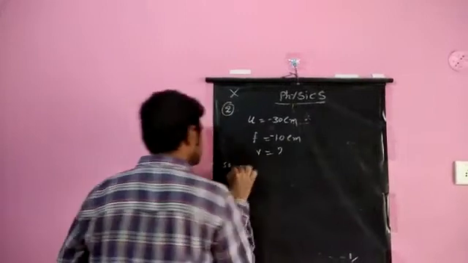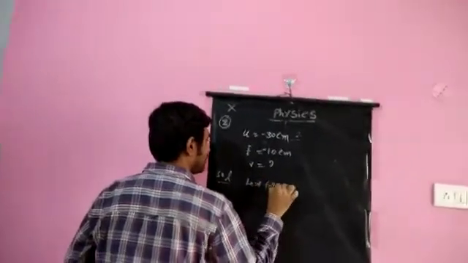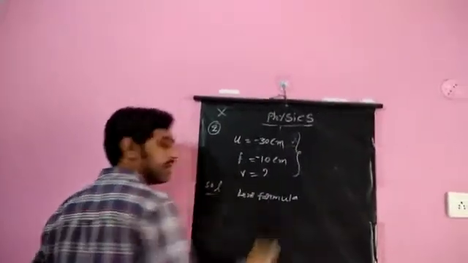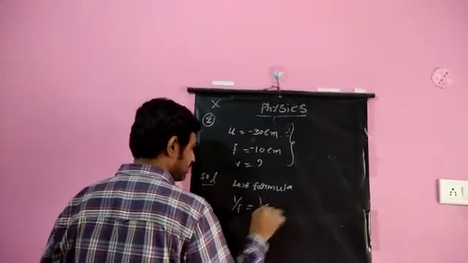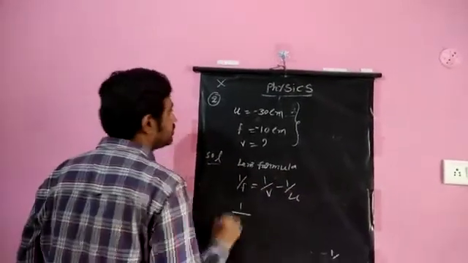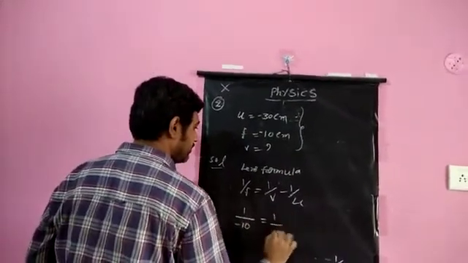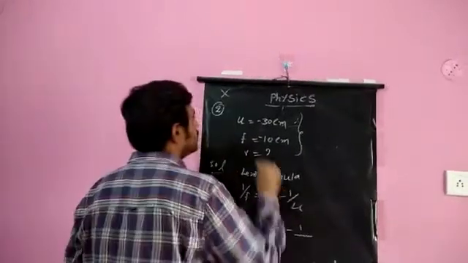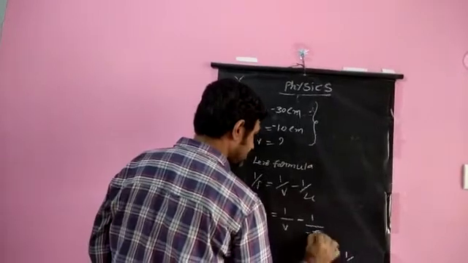If we solve this using the lens formula, every time you write the given part, it carries half a mark. Writing the formula also will give you half. So write the formula: 1 by f equals 1 by v minus 1 by u. Focal length is given to us as minus 10, that equals 1 by v minus 1 by u. U is given to us as minus 30, so I'll take this as minus 30.